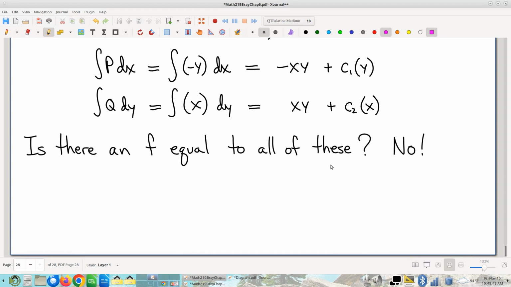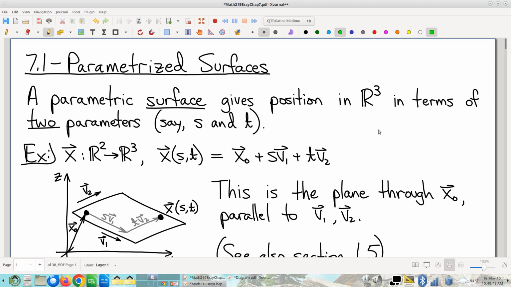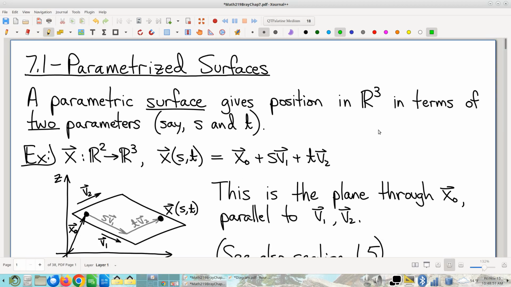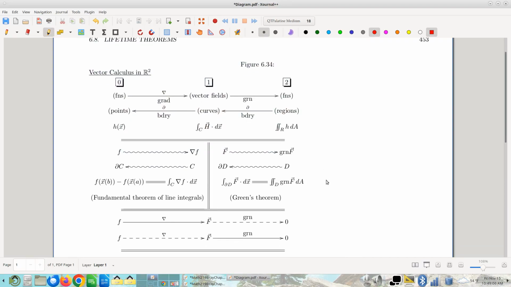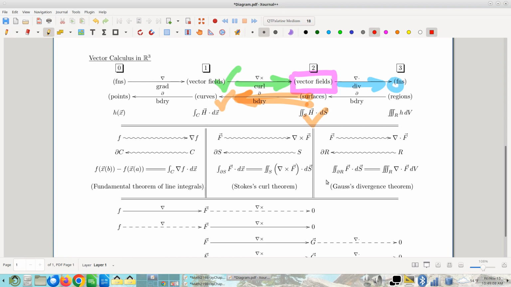Okay, so that finishes Chapter 6 for us. We are moving along now to Chapter 7. Chapter 7 is where we're going to start doing the 3-dimensional version of these theorems. Remember, back to the diagram, just for a quick moment, we talked about all of this 2-dimensional stuff, and I've already shown you on the diagram here that there is a 3-dimensional version of all this stuff. Right? And in fact, some of this we've kind of already done.